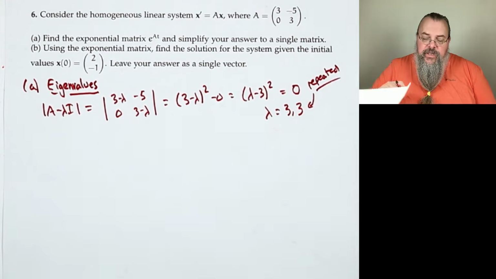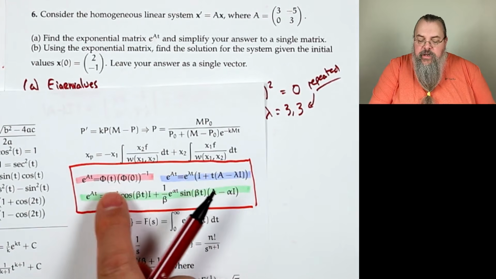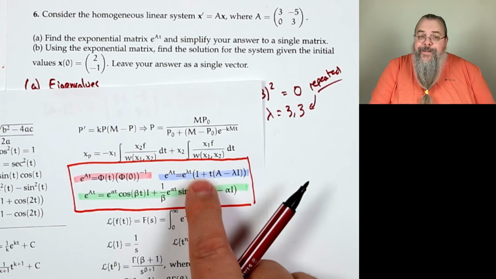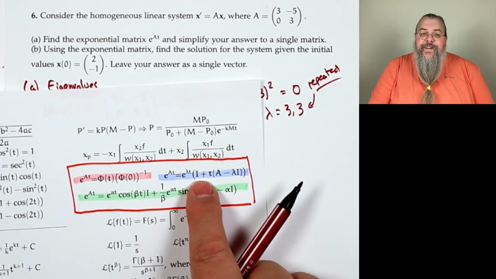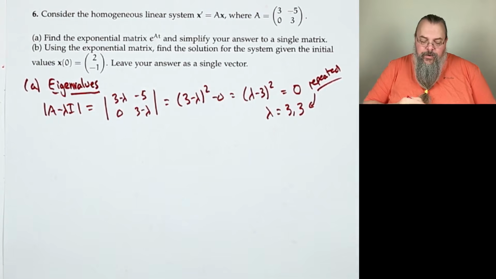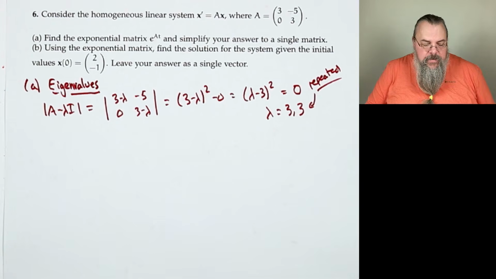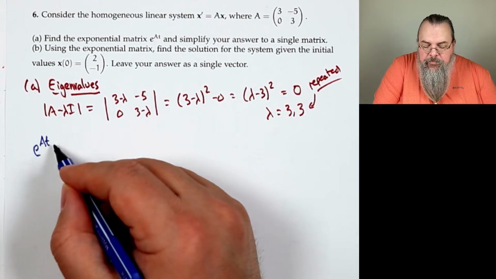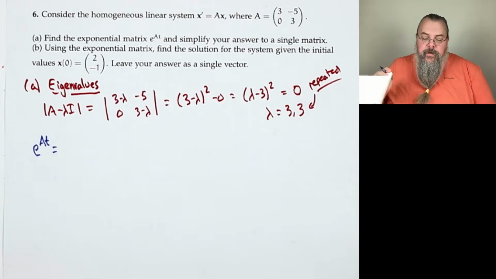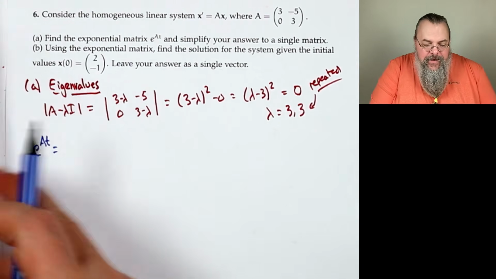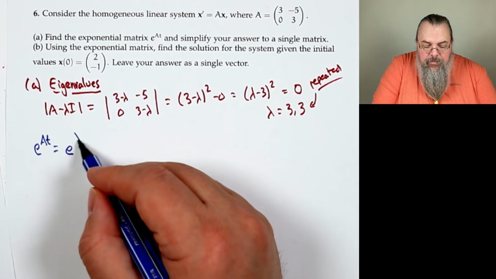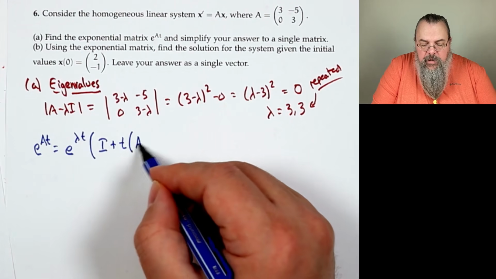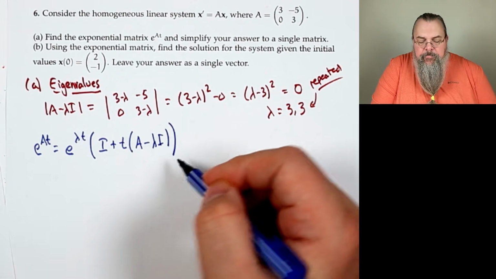Okay, good. Now we head back to our formula sheet. We grab the repeated roots case first: distinct real roots, repeated roots, complex roots. That's the one that we want. So we have our formula, and sorry, I put this away too quickly. All right, e to the At is e to the lambda t times the identity plus t times A minus lambda I.